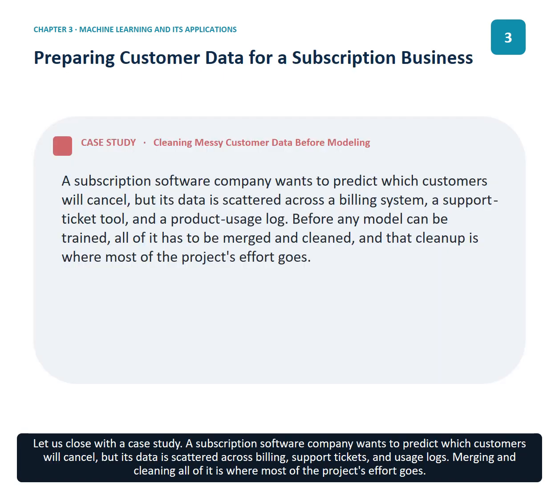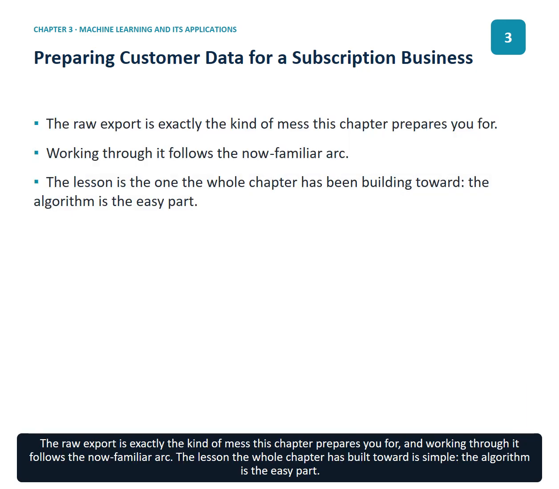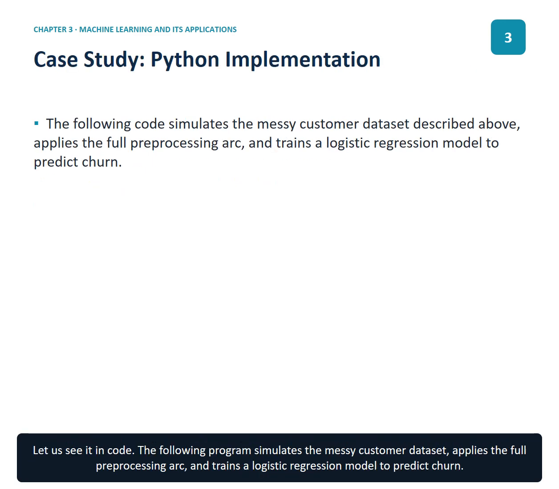Let us close with a case study. A subscription software company wants to predict which customers will cancel, but its data is scattered across billing, support tickets, and usage logs. Merging and cleaning all of it is where most of the project's effort goes. The raw export is exactly the kind of mess this chapter prepares you for, and working through it follows the now familiar arc. The lesson the whole chapter has built toward is simple. The algorithm is the easy part. Let us see it in code.